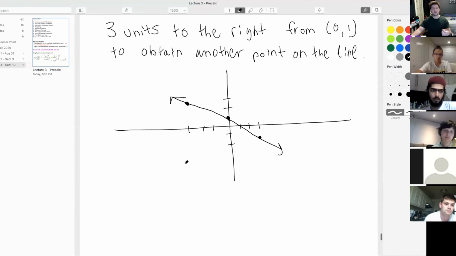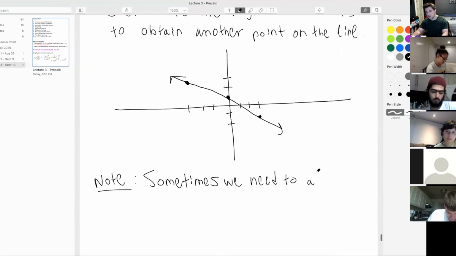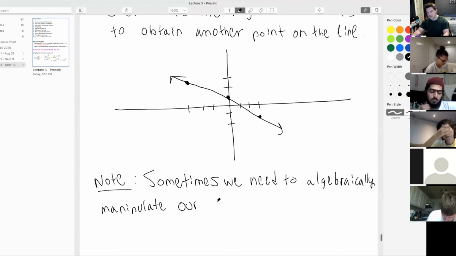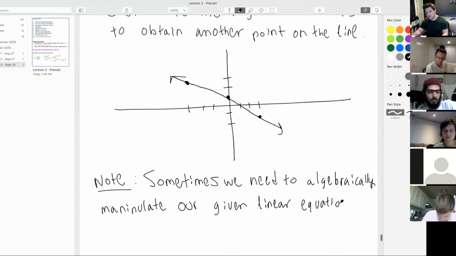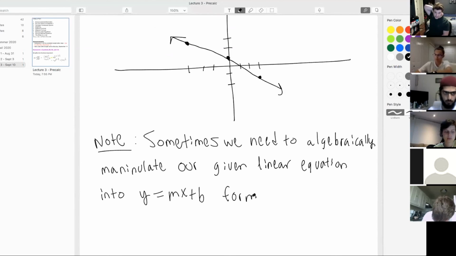So one final example. Okay, so note, sometimes we need to algebraically manipulate our given linear equation into y equals mx plus b form, okay? So sometimes we're not going to be given our equation in y equals mx plus b form, and we'll have to do a little bit of algebra to put it there, okay, before graphing.